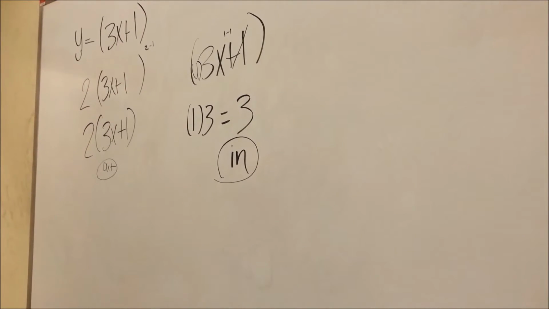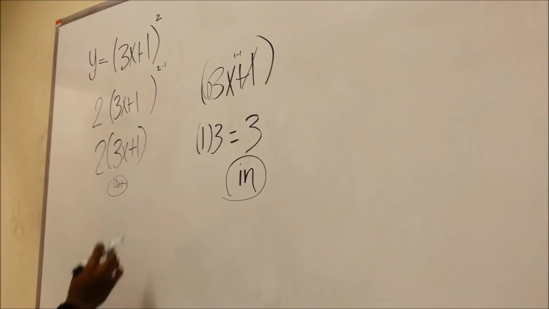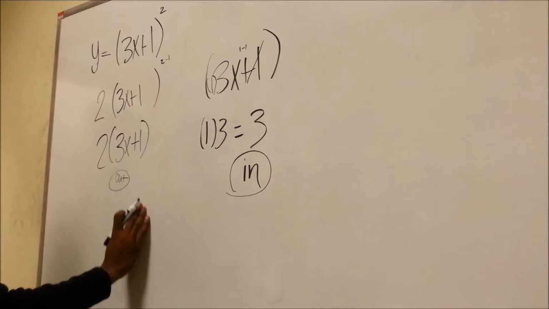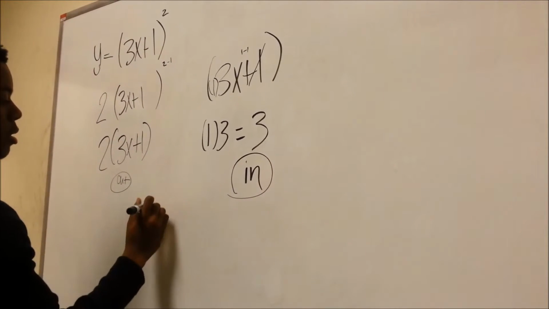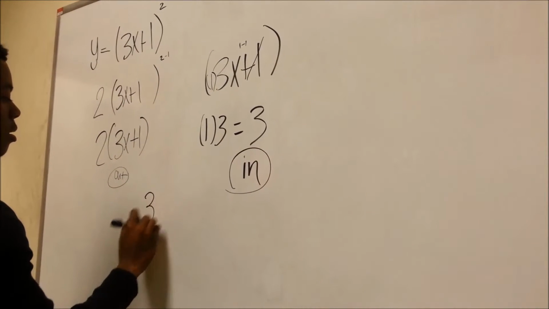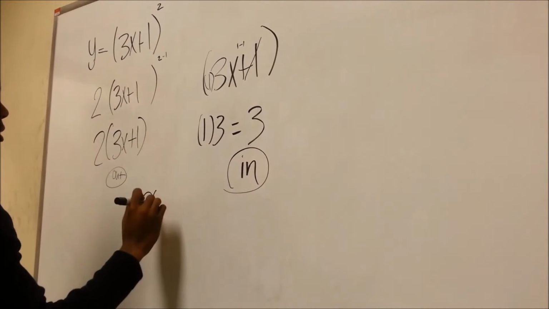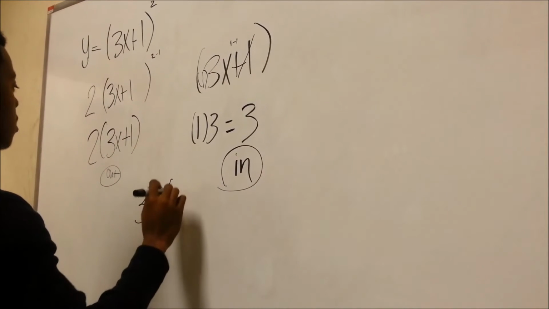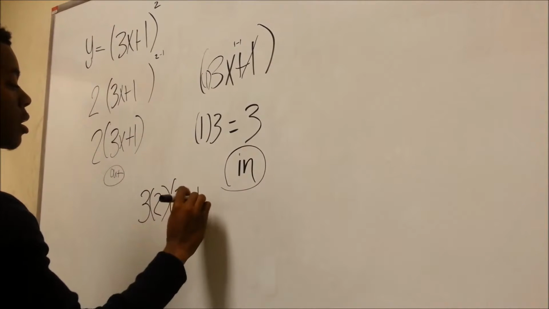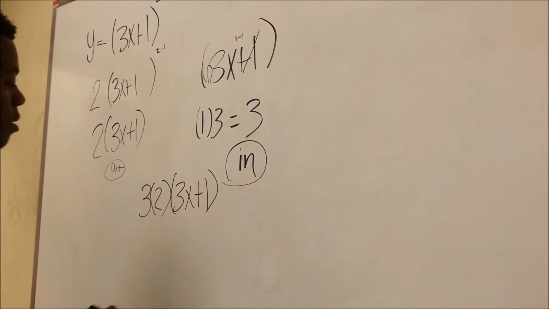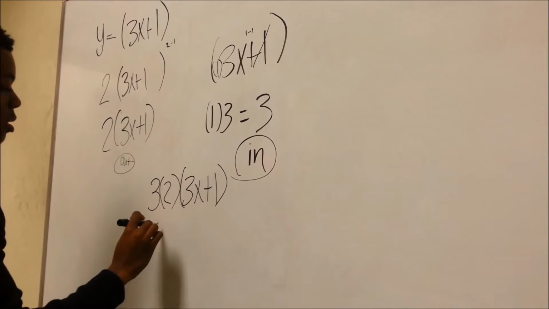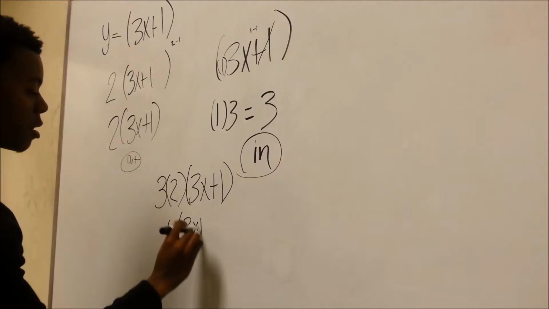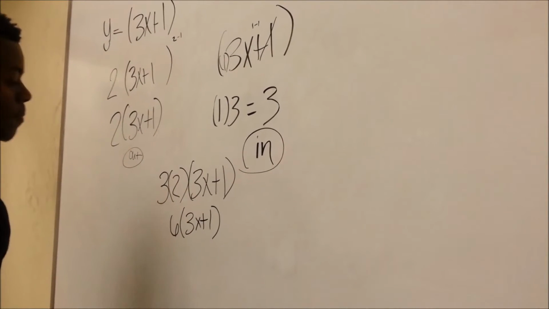Now, we just simply multiply the inside times the outside. All we do here is write 3 times 2 with the 3x plus 1, which leaves us with 3 times 2 is 6, and lastly the 3x plus 1.